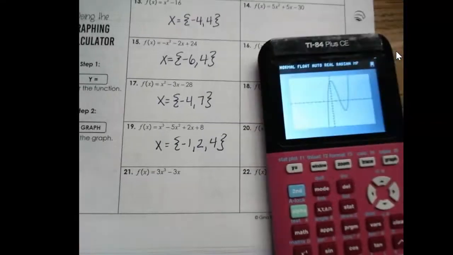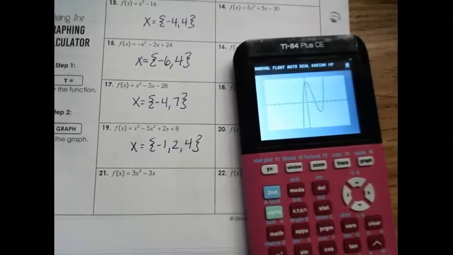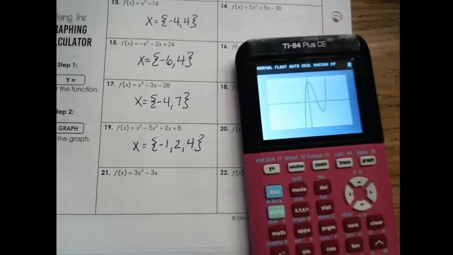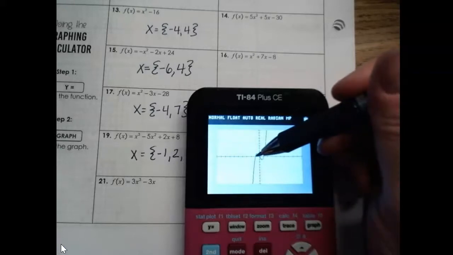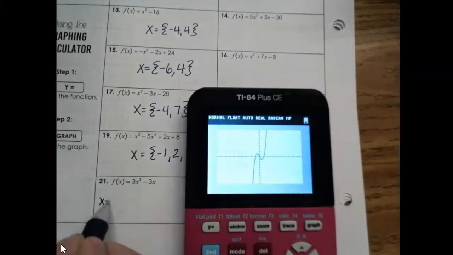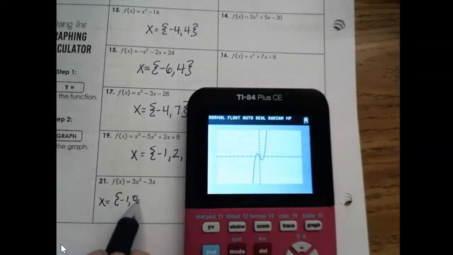So what I want you to do is try number 21 all on your own, either using Desmos or your graphing calculator, and pause the video while you're doing that, and we'll come back and check to see how you did. All right, so here's what I've got. This one's really close together. It goes through at -1, at 0, and at +1. All right, so we're going to finish these up in class. Hopefully that was helpful. See you there.